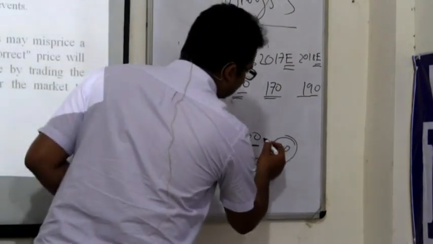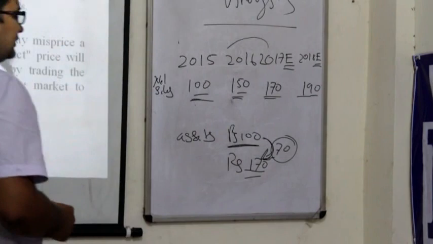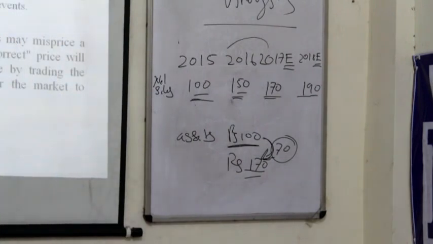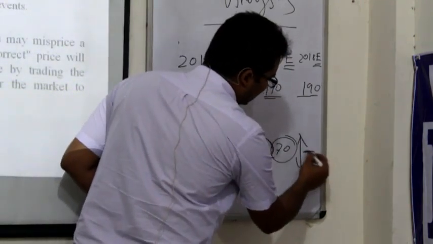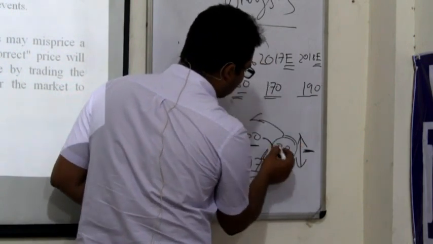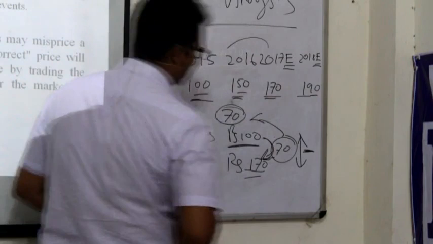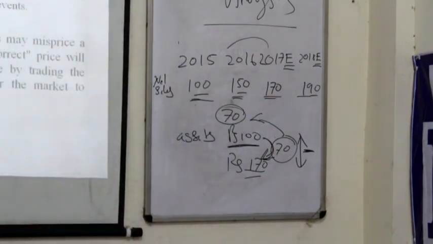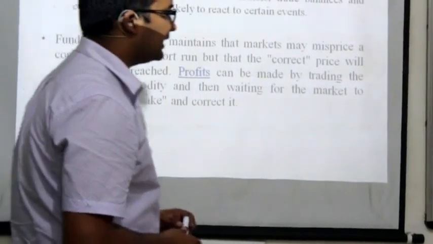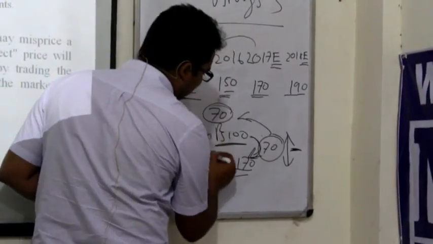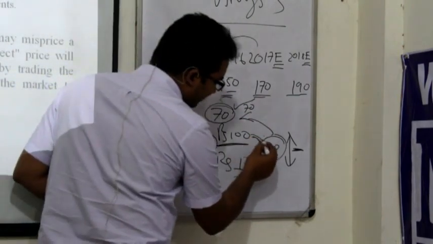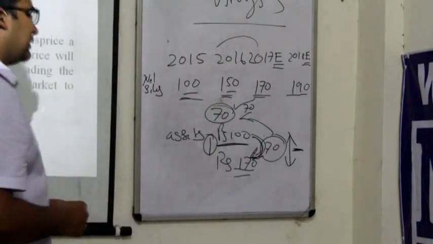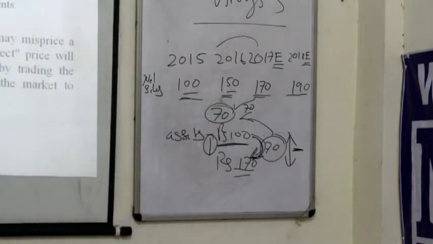So this 70 rupees is the mispricing of the market, and the market participants anticipate that in the long run this 70 rupees will not be there, and hence in the short run they try and capture this mispricing of 70 rupees and buy this particular asset. So profit can be made by trading the mispriced commodity and then waiting for the market to recognize its mistake and correct it. So in the short run they will try and capture this mispricing of 70 rupees, and they will anticipate that in the long run the price will eventually move to 170, and then they might short the position or might sell the stock.